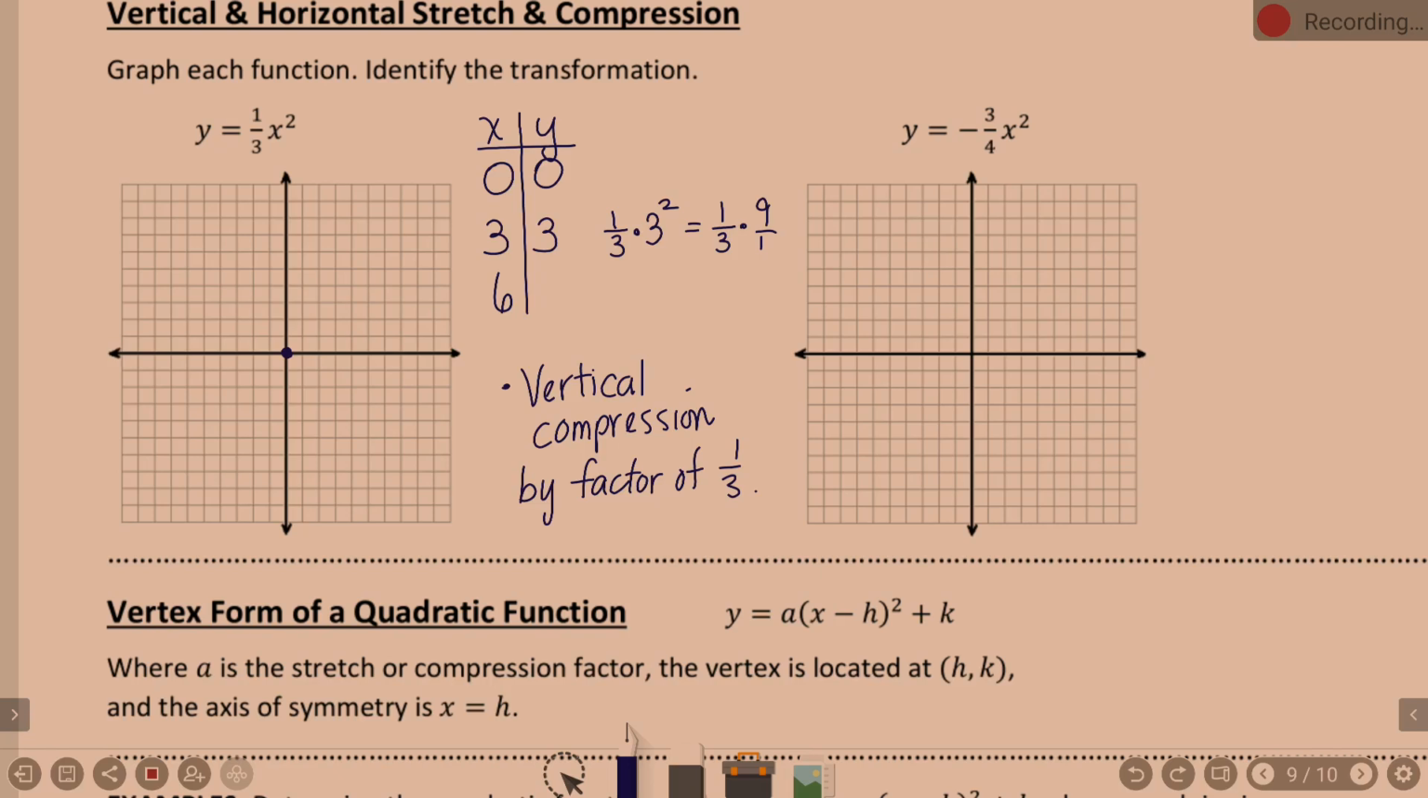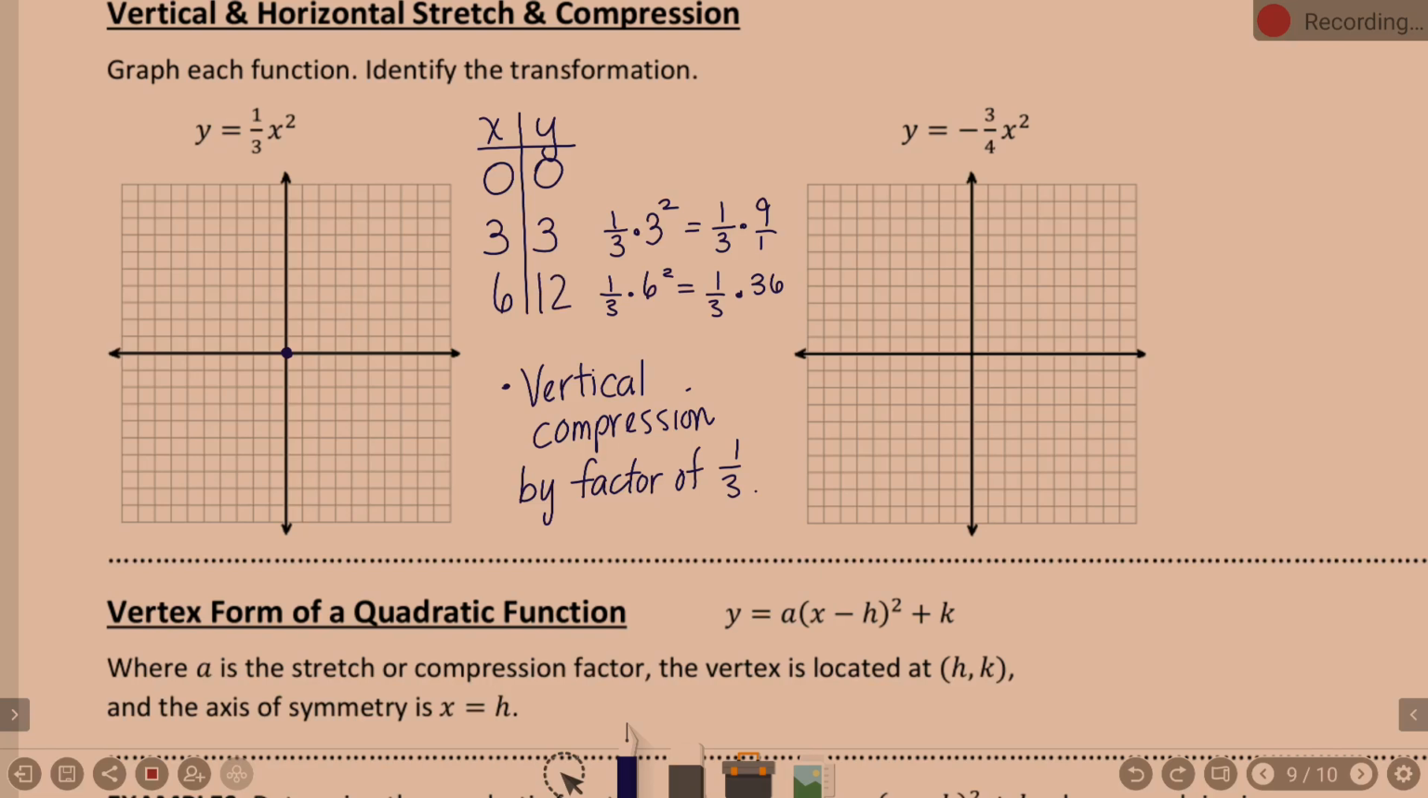Let's put in 6. 1/3 times 6 squared. 6 squared is 36. And then we're doing a third of 36. What is a third of 36? 12. 36 divided by 3 is 12.